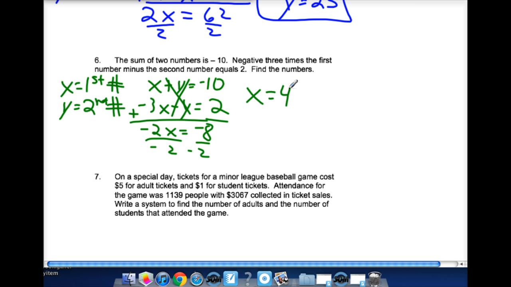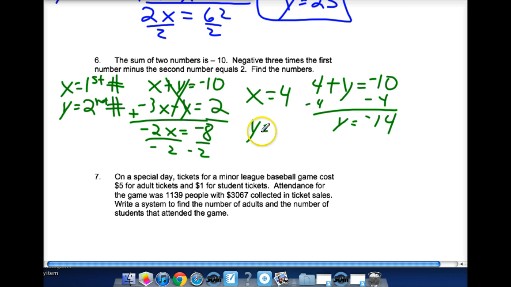X equals 4. How do we figure out what y is? 4 plus y equals -10. He's going to substitute into that first equation. That's exactly what I would have done. Subtract 4, subtract 4. What's y then? Y is -14.